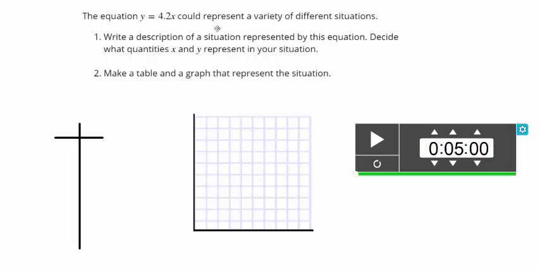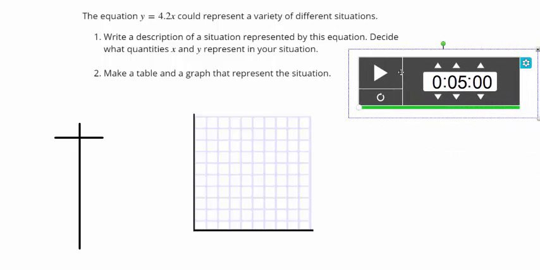The equation y = 4.2x could represent a variety of situations. Write a description. Okay, first we'll write the description. So what could we say? Something is equal to 4.2 of something times something. So I guess I could say that, let's say every 1 second, a frog jumps 4.2 inches. So every second, a frog jumps 4.2 inches.